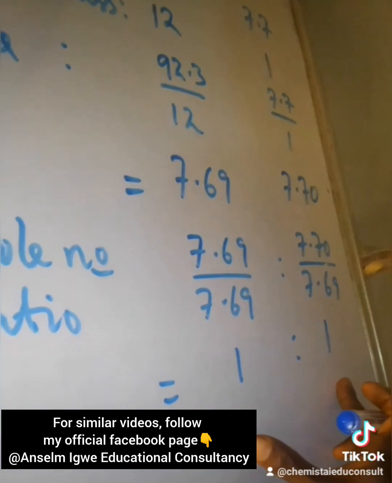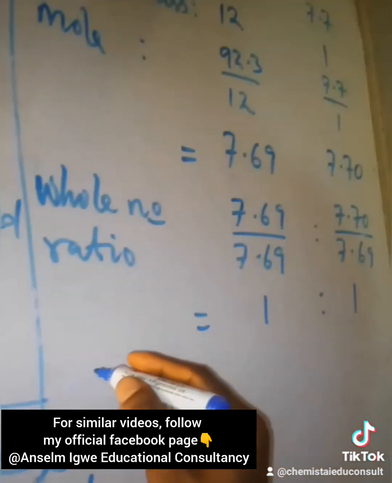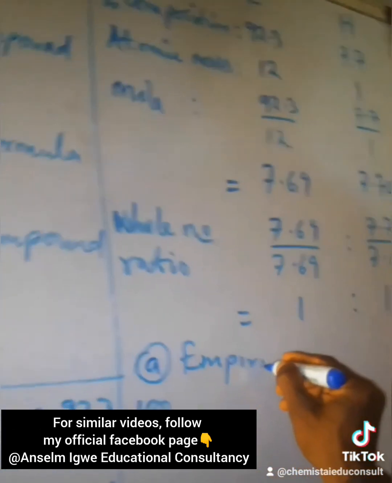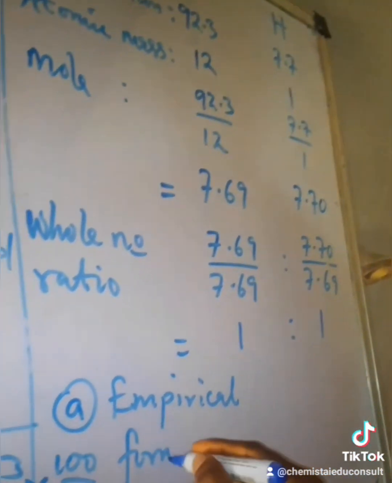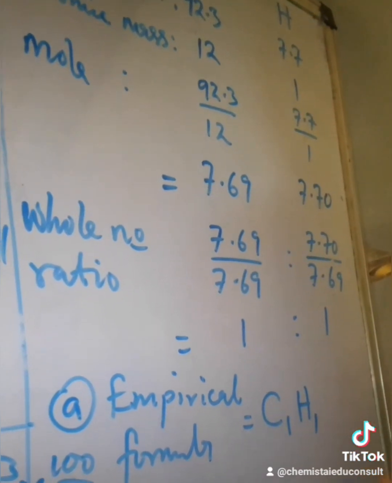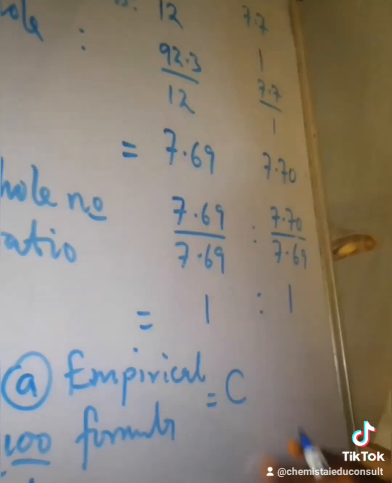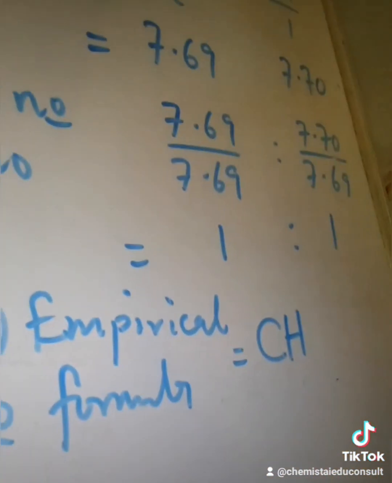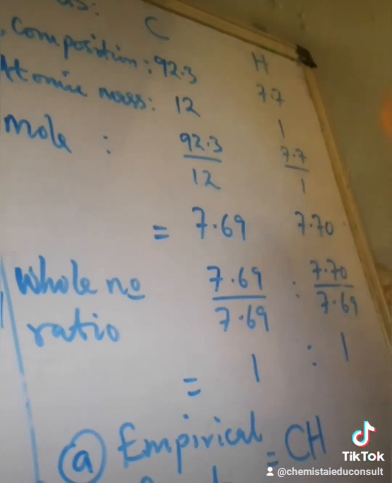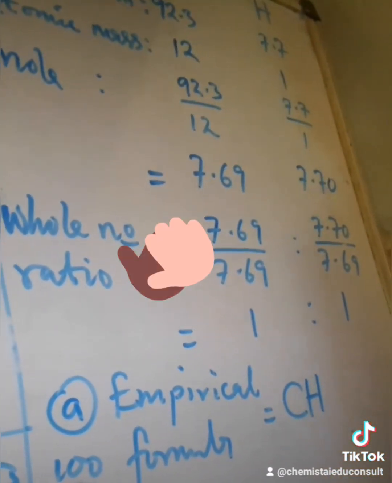So having got this ratio, we can now say that A, the empirical formula is carbon 1, hydrogen 1, but the 1 is not written. The formula is just CH. That is the empirical formula, since the ratio of carbon is 1 and the ratio of hydrogen is 1. So we have C1, H1, and that is the empirical formula.